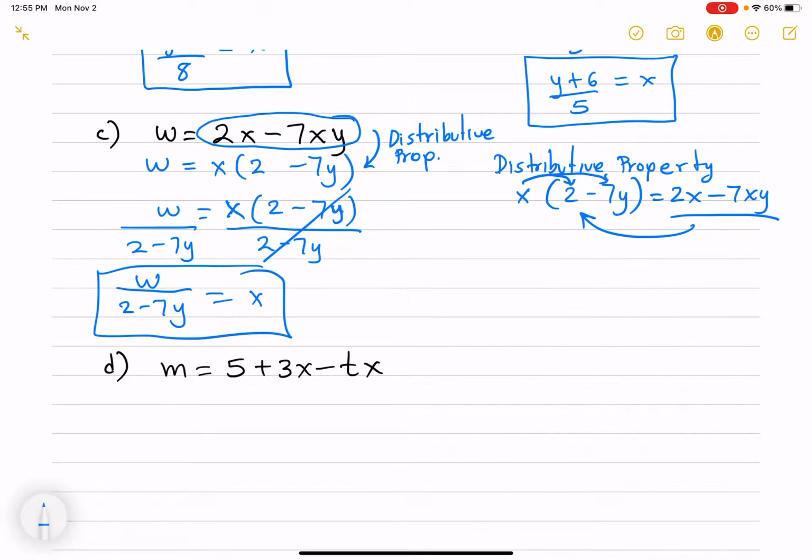So we went from the first step to the second one by distributive property. Then we just divide both sides by 2 minus 7y, and then we just simplify. If you understood that example, it's probably as hard as it's going to get in this section.